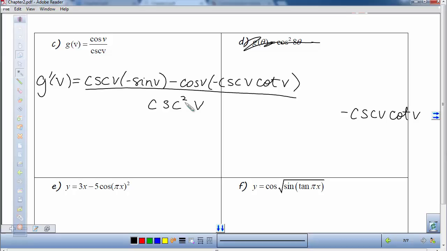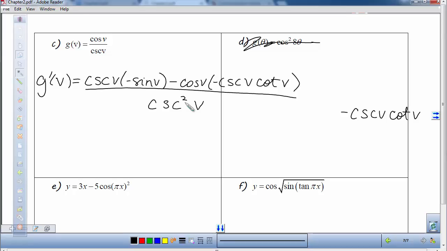We didn't really use the chain rule here. If the v had been, let's say, 2v, then when I did the minus sine 2v, I'd have to come in and take the derivative of 2v. Okay, but we didn't have that, so whatever.